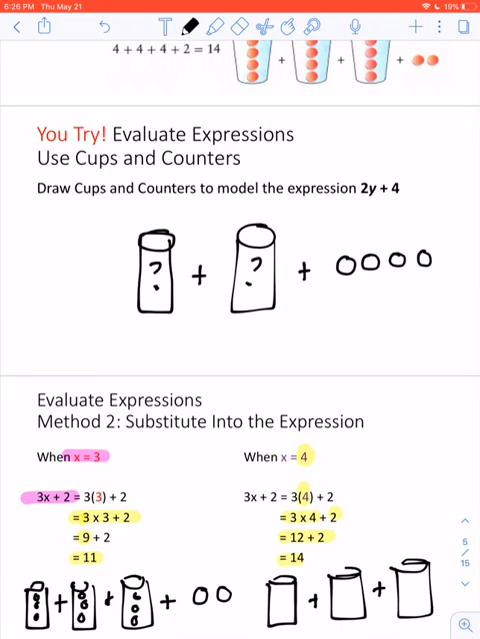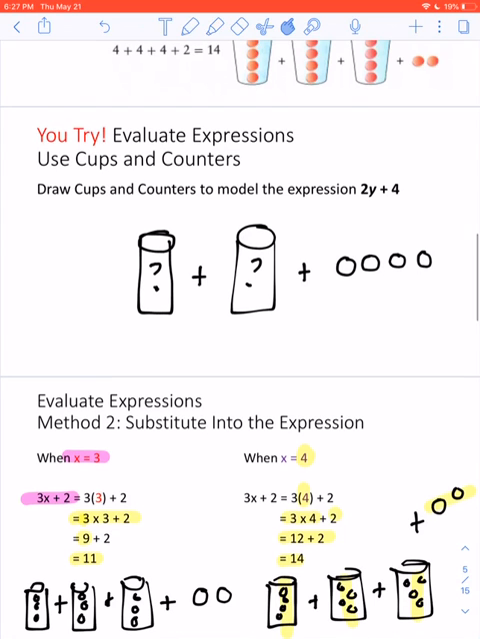My constant, sorry I ran out of space here, I'm going to do it here, is 2. Inside the cups I have 4 counters. Let's make sure we got the right answer. 4, 8, 12, 14. Okay, so that is what that means when we say evaluate expressions. We're putting in that number for x, saying that's how many counters are in the cup.